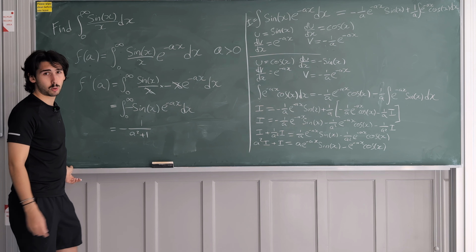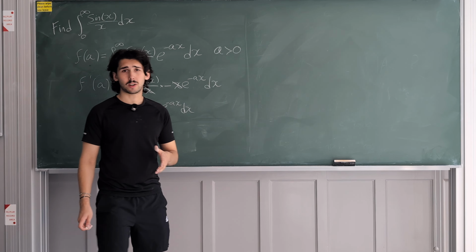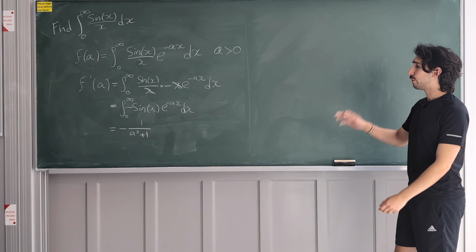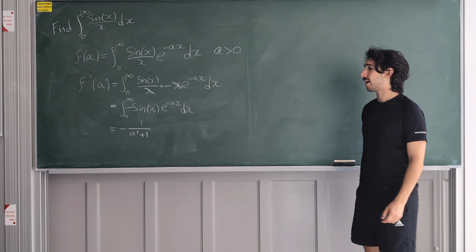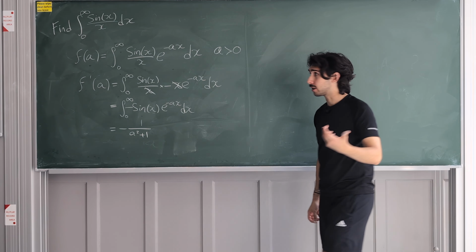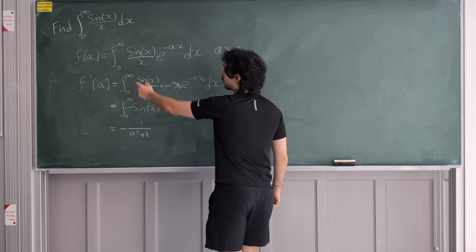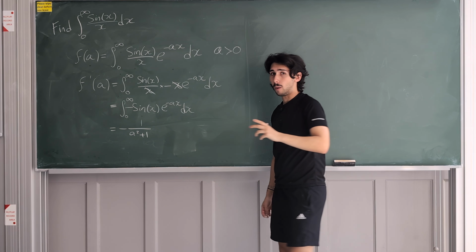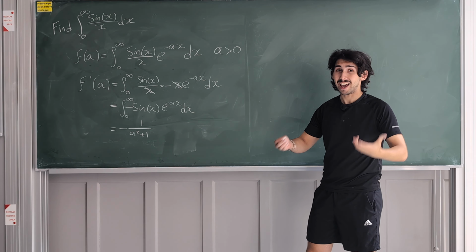Now I'm going to clear the board and we can continue. Okay guys, let's keep going. We're almost there. We know the derivative of f of a is minus 1 over a squared plus 1. We can now integrate to get f of a. That's what we're looking for. Technically, because this is f of a here, we're looking for f of 0. But first of all, we need to know what f of a is in general.